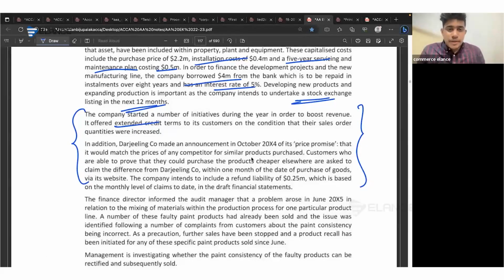Any other risk from the same area? Refund liability. Okay, refund liability. So basically, what we need to consider when there is a refund liability, the standard which applies here actually? Revenue recognition, IFRS 15. Revenue recognition, right? So when we know that, let me ask you, do you have any doubt on IAS 37 and IFRS 15?